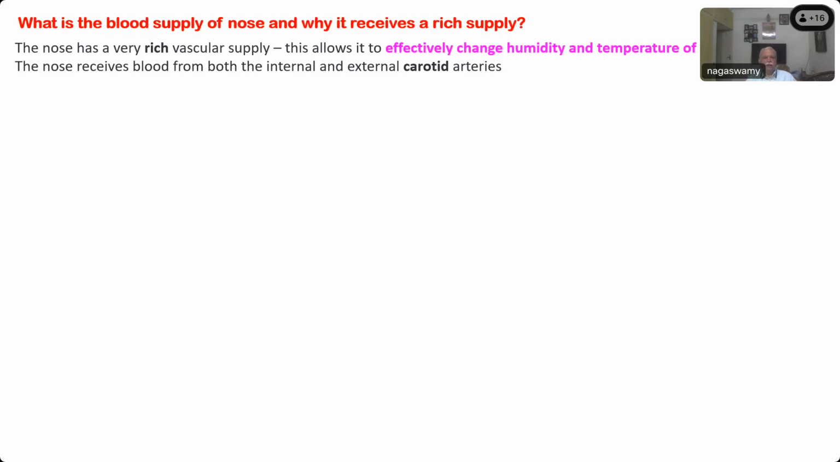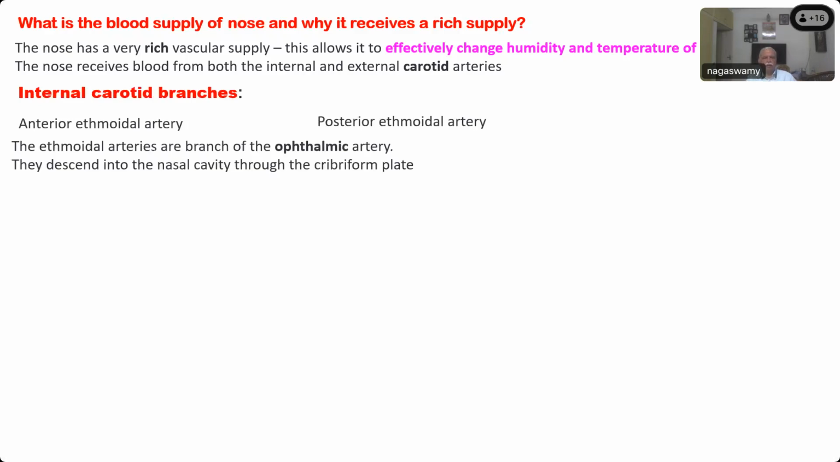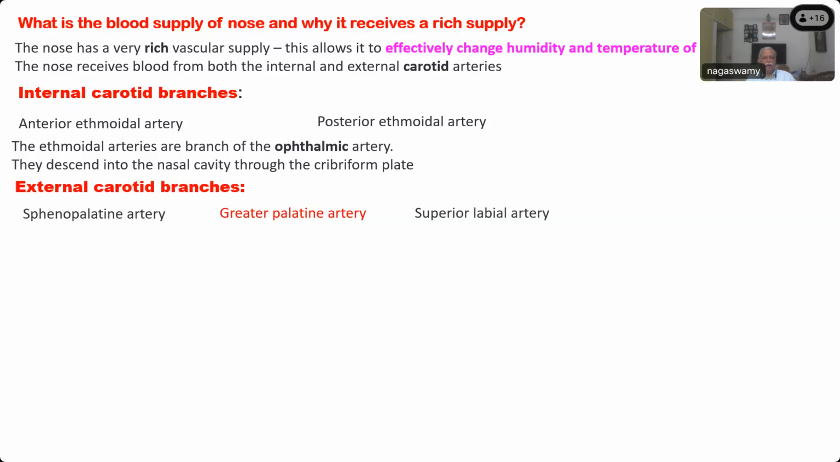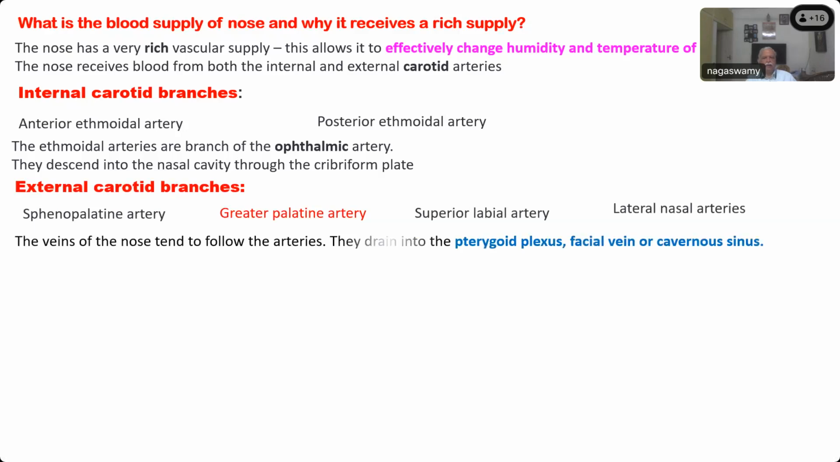The blood supply is from internal and external carotid artery branches. The branches from the internal carotid are the anterior ethmoidal artery and posterior ethmoidal artery; these ethmoidal arteries are branches of the ophthalmic artery. They descend into the nasal cavity through the cribriform plate from above. Whereas the external carotid branches are the sphenopalatine artery, greater palatine artery, superior labial artery, and lateral nasal arteries. The venous drainage is by the pterygoid plexus, facial vein, and cavernous sinus.